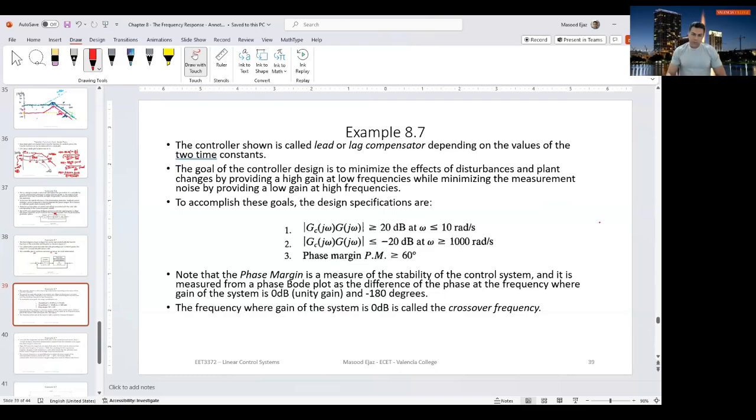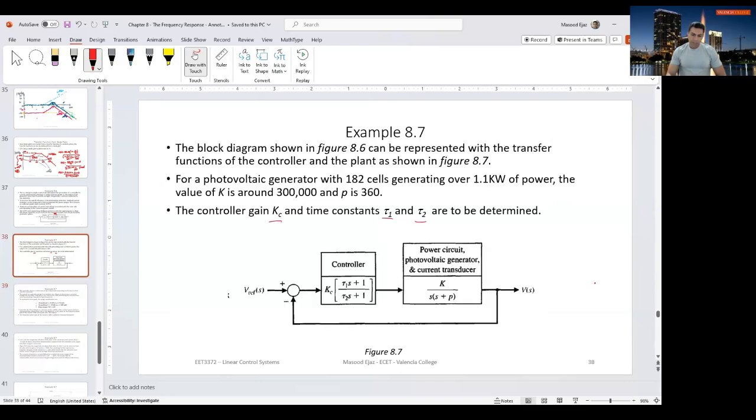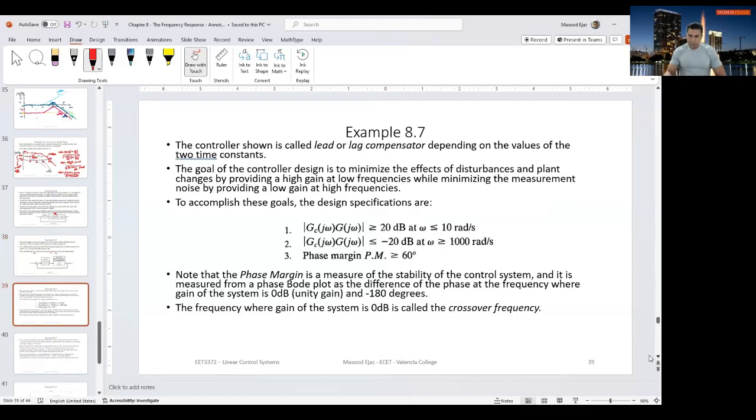So the controller shown is called either a lead compensator or lag compensator, based upon the values of the two time constants. Again, what are lead and lag? I'm going to discuss in a little bit. So what is the primary goal? The goal of the controller design is to minimize the effects of the disturbance and plant changes.